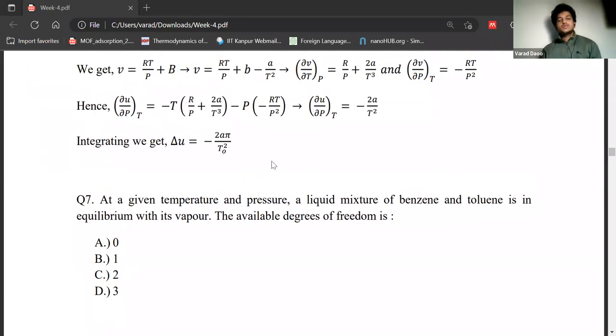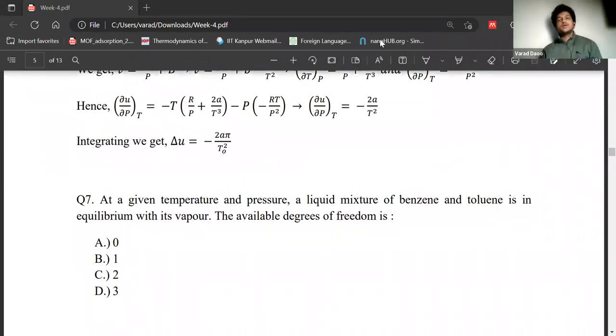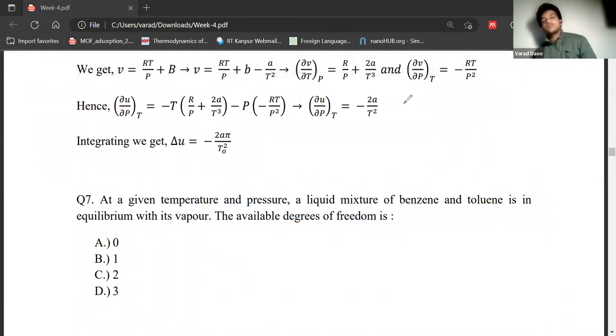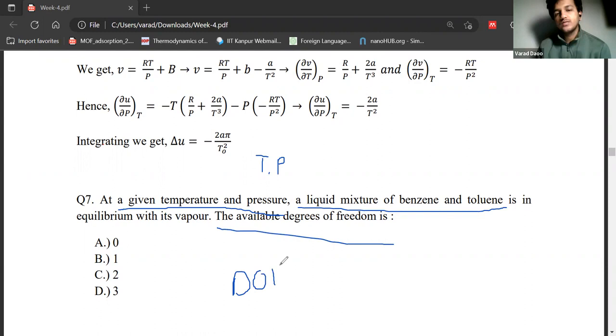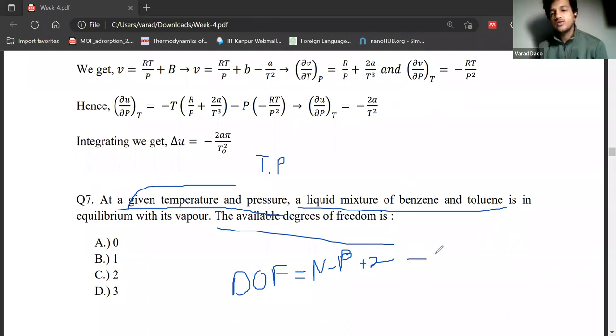This is a very easy question, and we have already solved similar questions in previous classes. What we are given is that at a given temperature and pressure, so T and P have been given, a liquid mixture of benzene and toluene is in equilibrium with its vapor. What we need is the degrees of freedom. Degrees of freedom we know is given by the phase rule, n minus p plus 2, where we add 2 for temperature and pressure. Because here the temperature and pressure are already defined, we have to subtract 2 here.